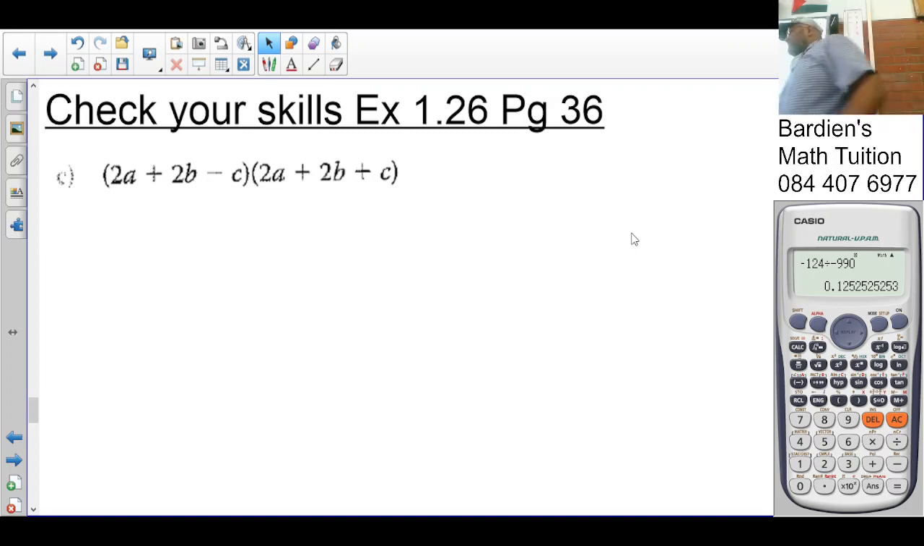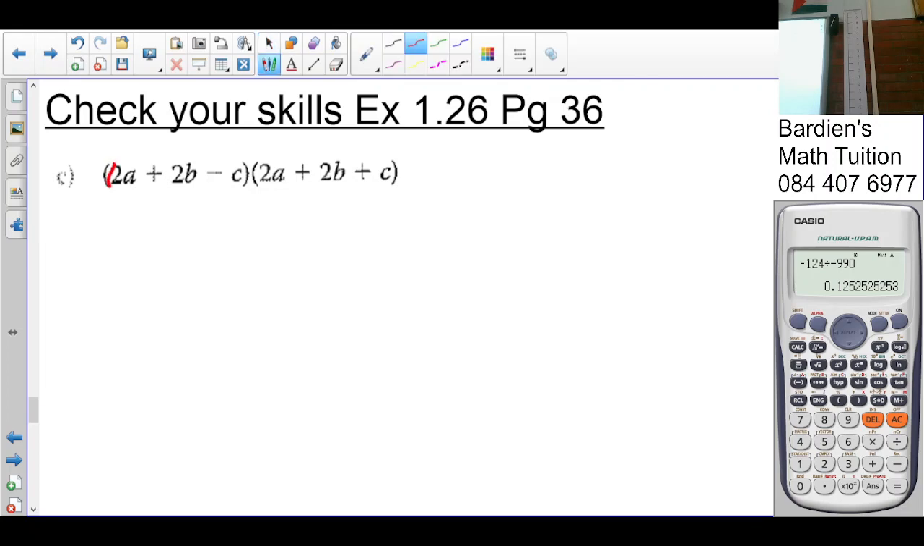But looking at this here, what do we see? You got 2A plus 2B, yes? In both? So if you put this bracket around here, what do you see? Common factor, common bracket. We common bracket when we factorize. We are multiplying here.